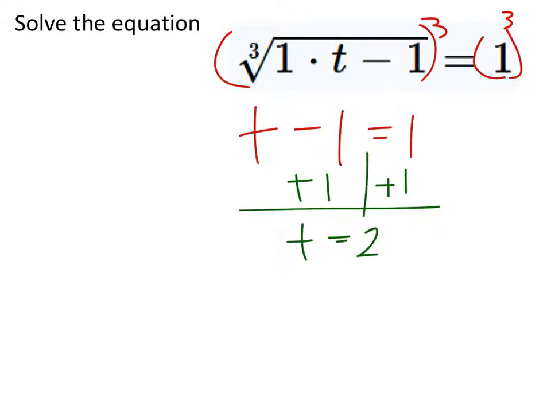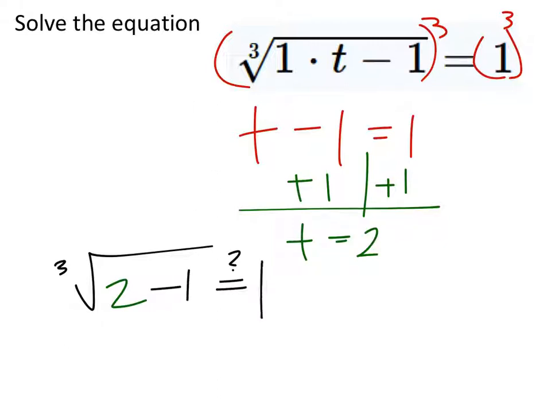So just to check, right? The cube root of 1 times t, and we're saying t is 2. The cube root of 2 minus 1, does that equal 1? So that'd be the cube root of 1 equals 1. The cube root of 1 is 1, so that checks off.